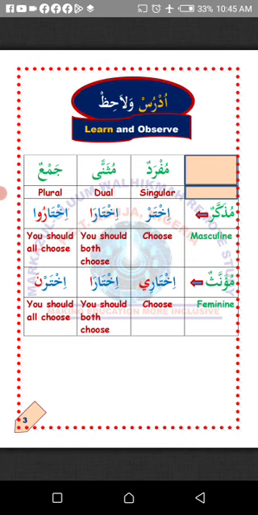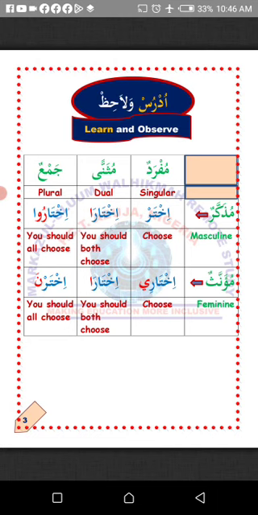Mufrad, singular. This is a word in Arabic that means only one. Muthanna, dual. This is a word in Arabic that means only two. Jamu, plural. This is a word in Arabic that means more than two. A plurality in Arabic starts from three upward, unlike English where it starts from two upward.